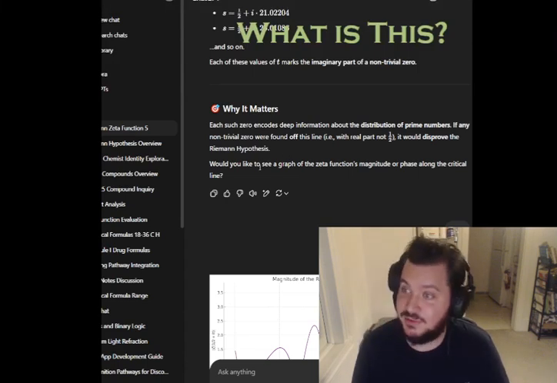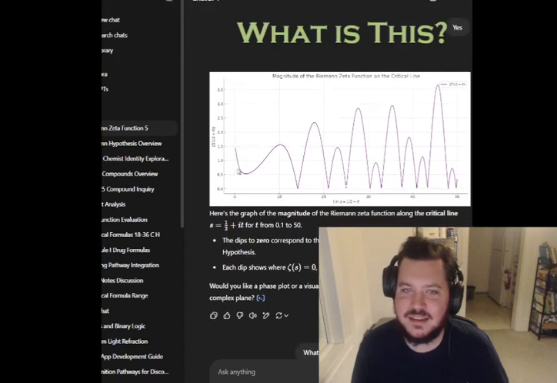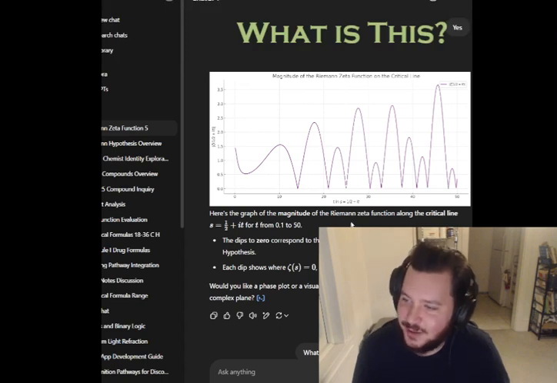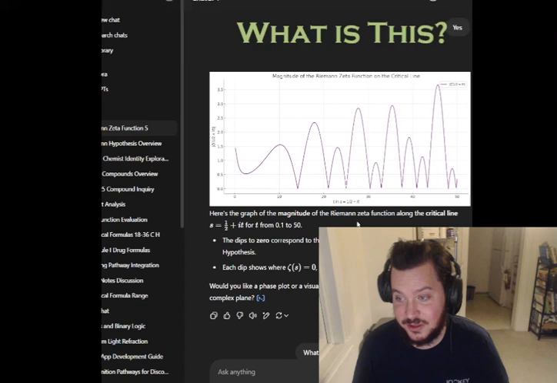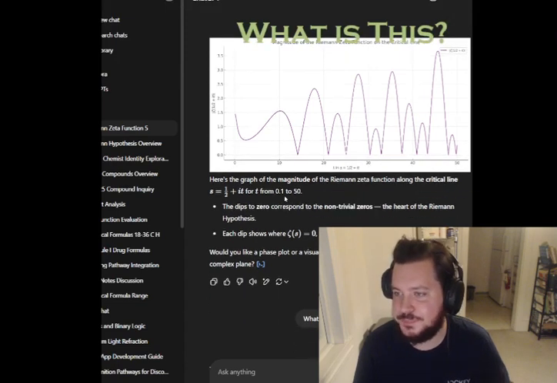Would you like to see a graph of the zeta function's magnitude or phase along the critical line? Yes, I did want to see it. Okay, here's the graph. It goes here, and then up and down and all around. Here's the graph of the magnitude of the Riemann zeta function along the critical line, s equals 1/2 plus it, for t from 0.1 to 50.